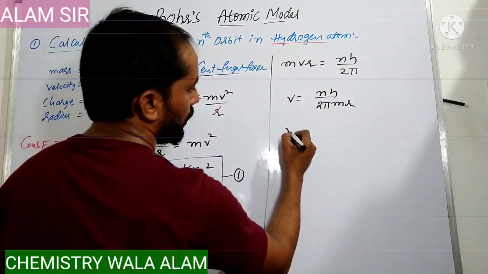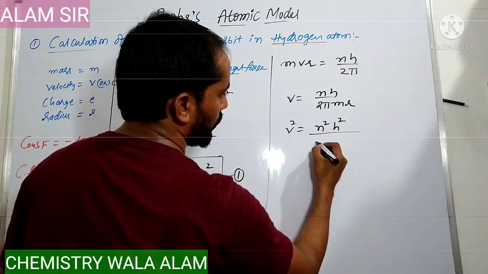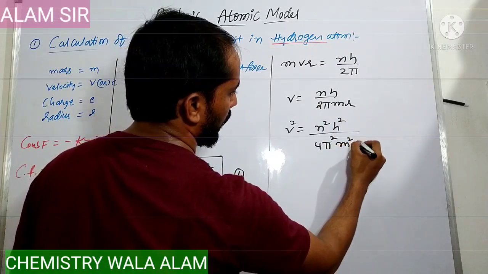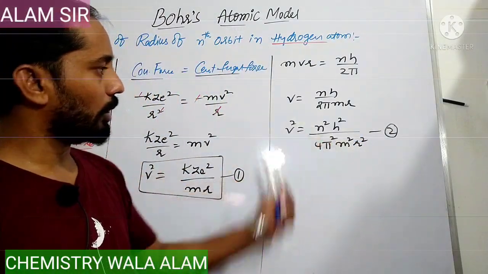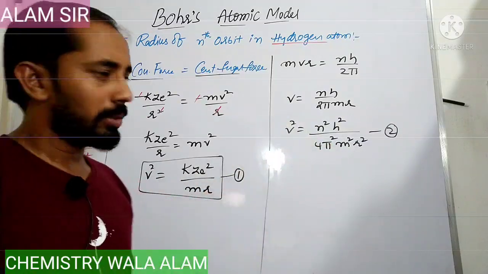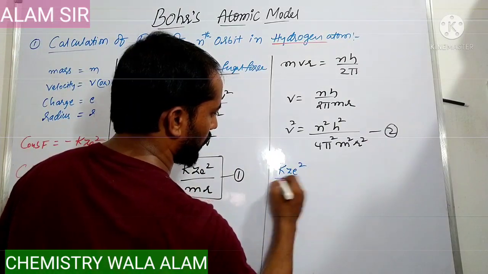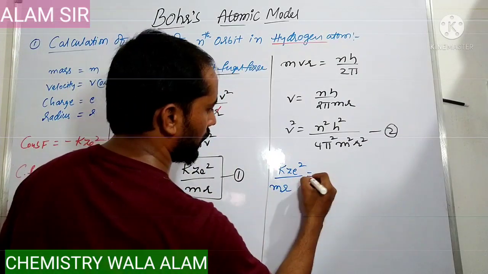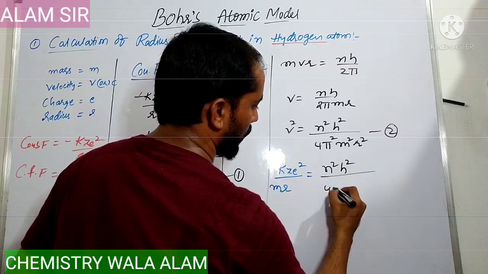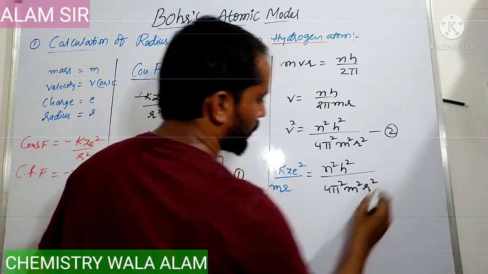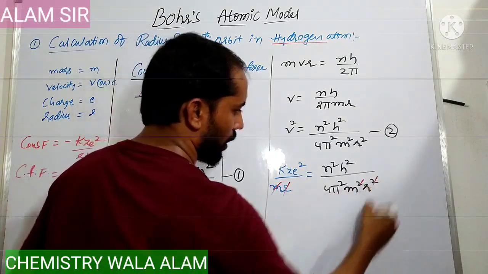Suppose this is equation 1. So v² equals n²h² by (2π)², that is 4π²m²r². Suppose this is equation 2. Now in these two equations, v² equals v². So now we can equate these two: kZe² by mr equals n²h² by 4π²m²r². Okay, so here m and r cancel.